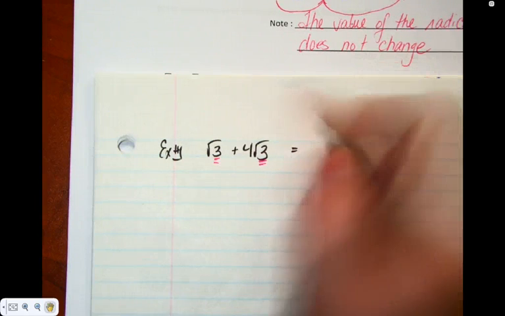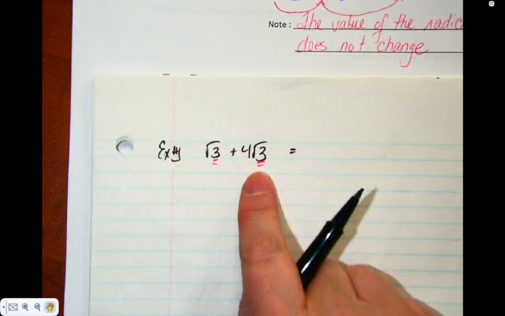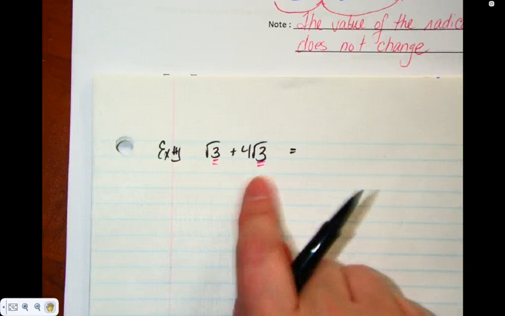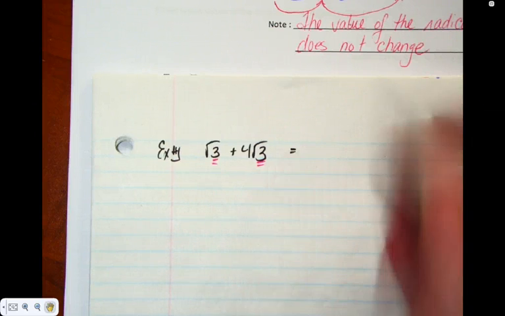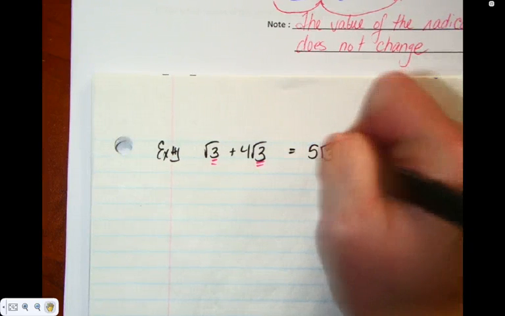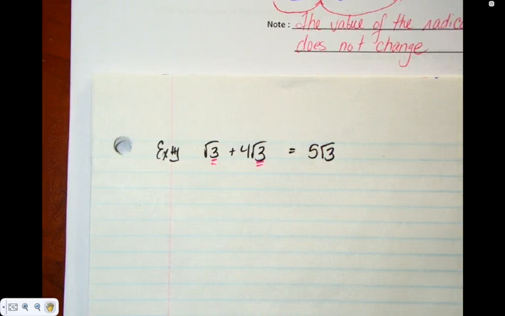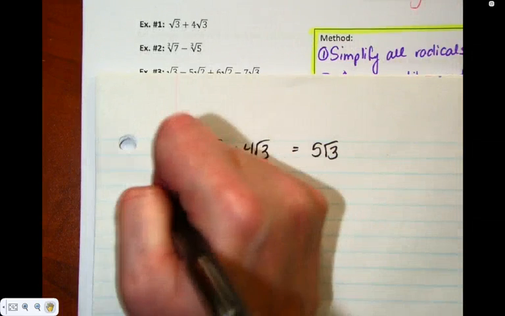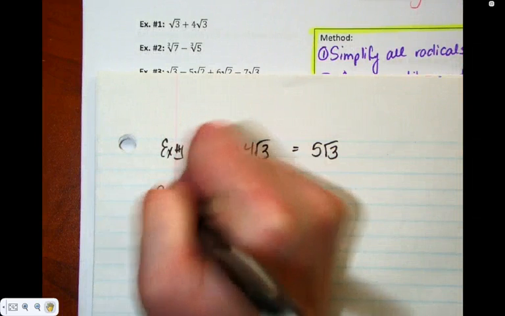Now we just combine them. If I have 1 of something and I have 4 more of something, how many somethings do I have? 5. So if I have 1 root 3 plus 4 root 3, what do I have? 5 root 3. You'll notice that radicand did not change. All I did was just add up how many I had. Example number 2 with a cube root.